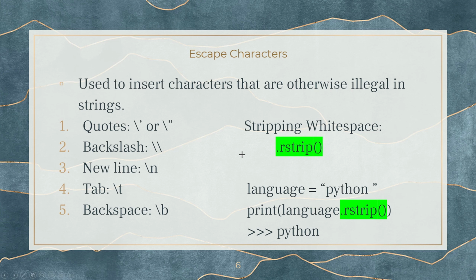As you see in this example right here, you have a variable in which you declare language is equal to Python, and you have a space right in front of it. And then what you want to do is print language.rstrip. What this rstrip function does is it strips the white space that is outside Python, and when you print it out, you just print Python itself.